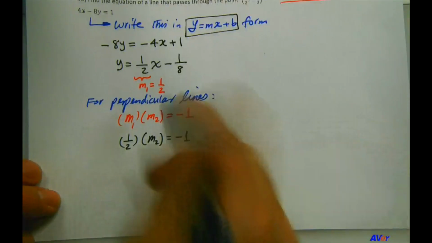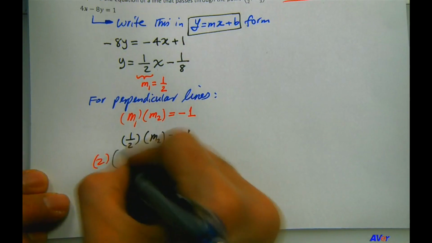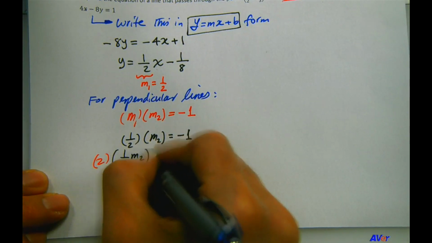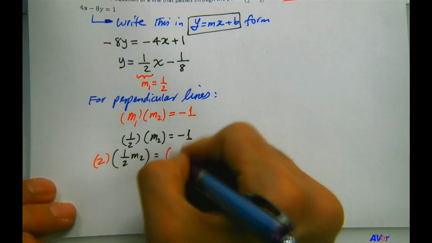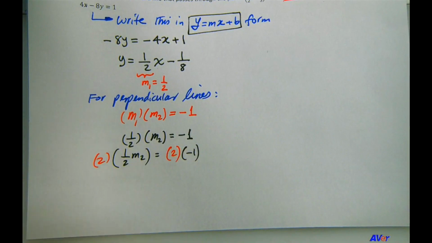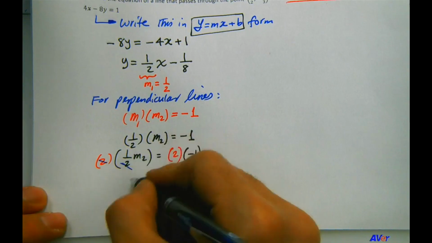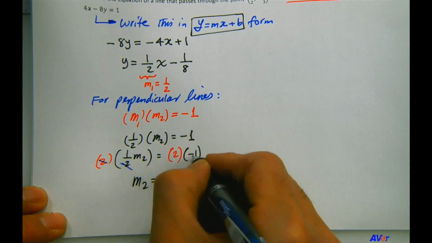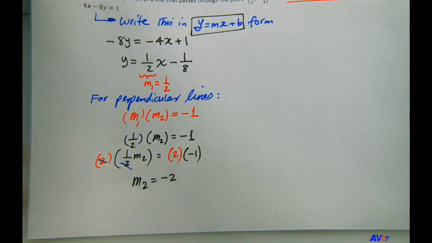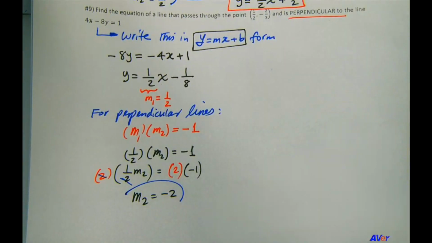So let's solve it. Multiply both sides by 2 to clear the fraction. So 2 times 1 half, they cancel each other out. We get M2. 2 times negative 1 is negative 2. So this is the slope of the perpendicular line, the line that we're looking for. Okay?